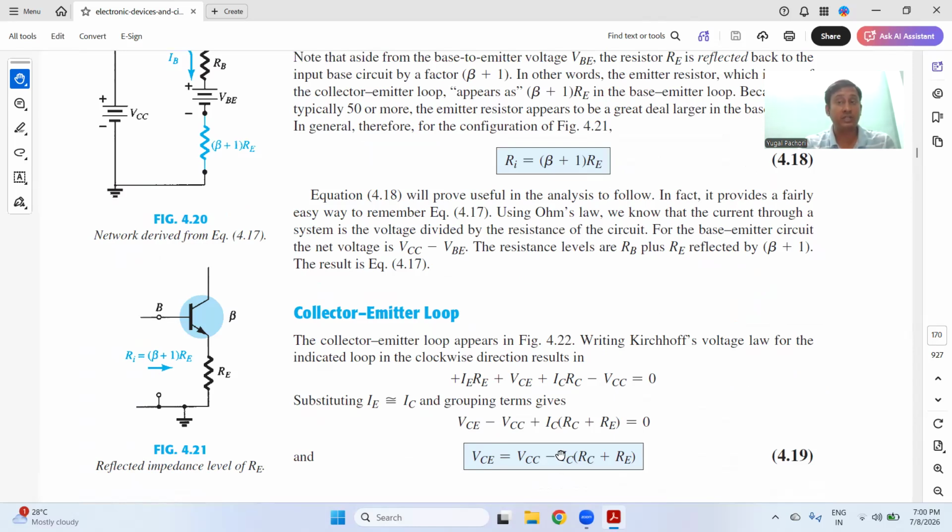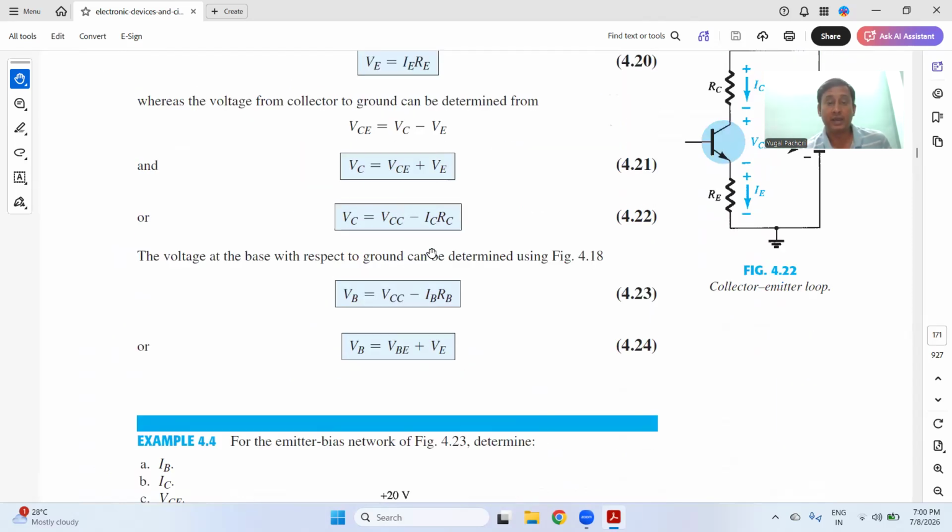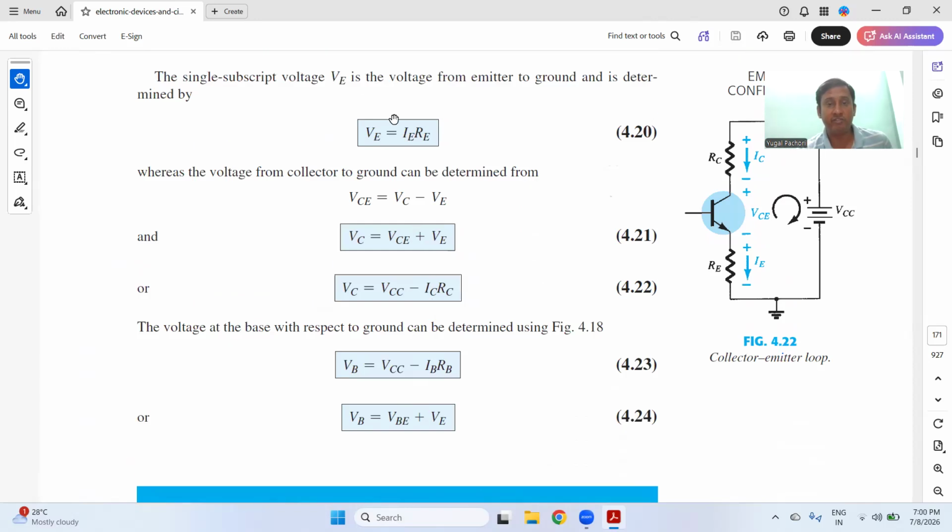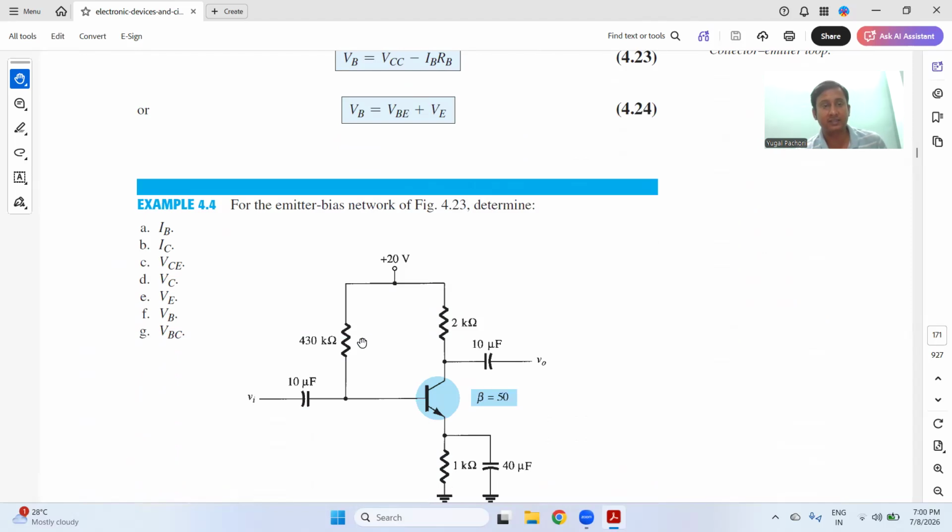With the IB, you can calculate the IC. IC is equal to beta times IB. So now you have VCE and the IC. And with these VCE and IC, you can plot the graph between VCE and IC, and hence you can get the operating point. So every biasing circuit is about getting the operating point to do the analysis of the connection or the configuration of the transistor. So you can have VE, VC, VB like this.